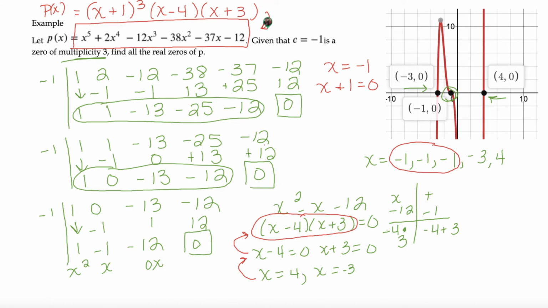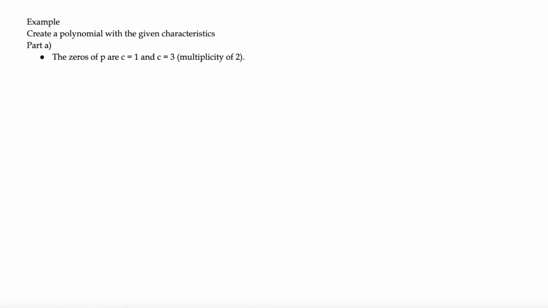On the next slide, I have another example of this on slide 6. Create a polynomial when I'm given the following characteristics. So it's telling us that the solutions are c equal to 1 and c equal to 3 with a multiplicity of 2. This tells me that x is equal to 1, x is equal to 3, and x gets to be equal to 3 twice.